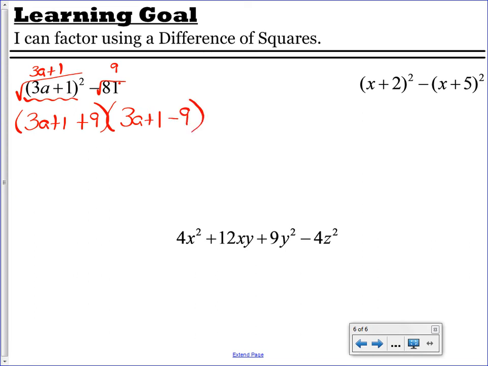Anyone notice what I can do inside these brackets here? What do you notice about the terms inside the brackets? I can simplify this one step further. 3a plus 10, 3a minus 8. So you want to simplify. You're collecting like terms inside that bracket.